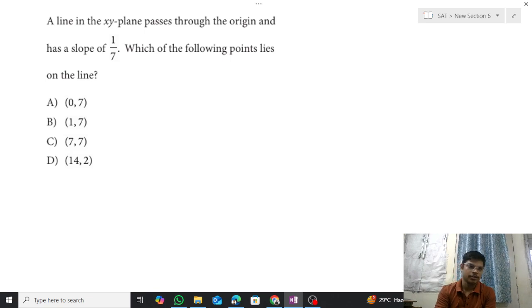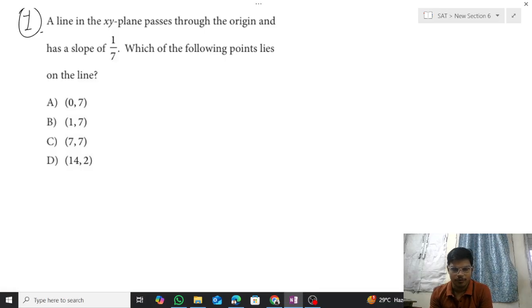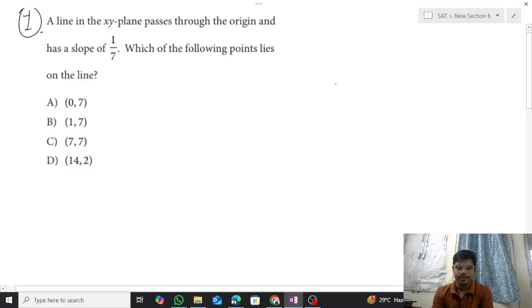You can see question number one is saying: a line in the xy plane passes through the origin and has slope 1 by 7. Which of the following points lie on the line? First we will understand the question and the geometric idea of the solution, and which option is correct. If you get the answer by only looking at the question, then you can drop a comment also.